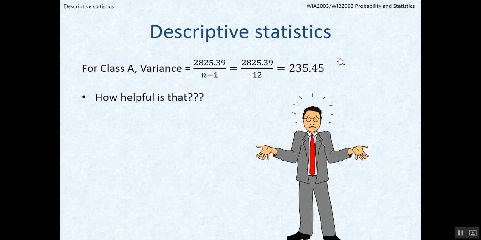Okay, the question now is, what do I do with this value of 235.45? Is it high? Is it low? What does that mean? That is why I say we don't really use variance most of the time. We go for standard deviation, so that the value is in a form where we can actually make some interpretation.